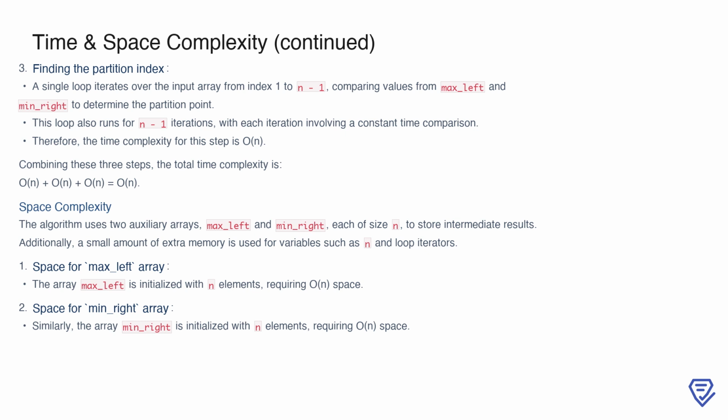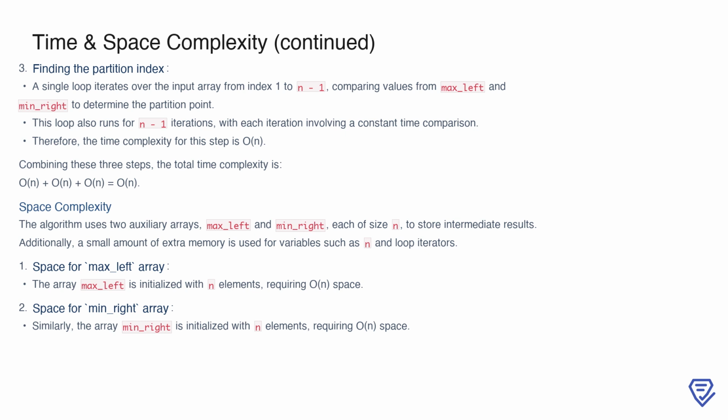The final step involves finding the partition index by iterating through the input array from index 1 to n-1. During this loop, we compare the values of max_left and min_right at each index to determine the partition point. Since each iteration involves a constant time comparison and the loop runs n-1 iterations, the time complexity for this step is O(n). When we combine the contributions of these three steps, O(n) for building max_left, O(n) for building min_right, and O(n) for finding the partition index, the total time complexity of the algorithm becomes O(n).